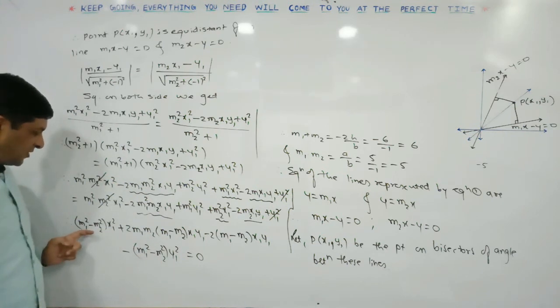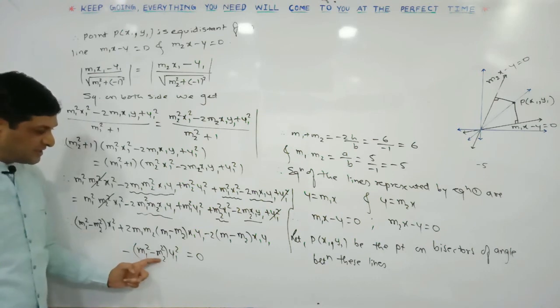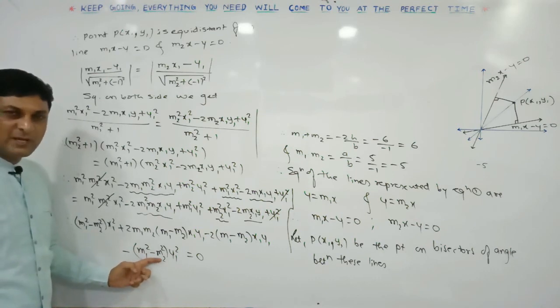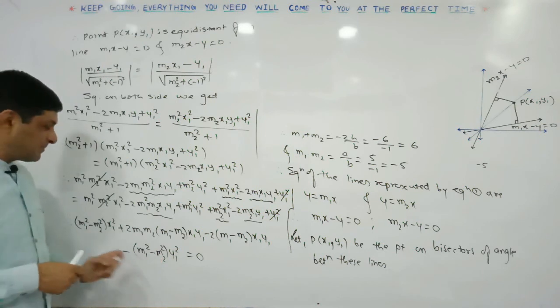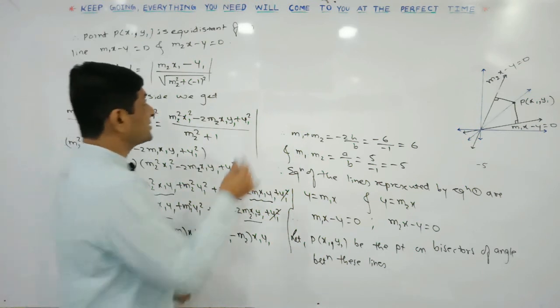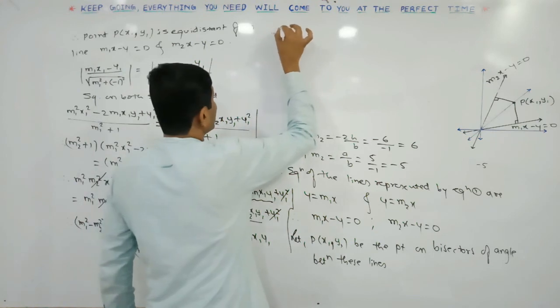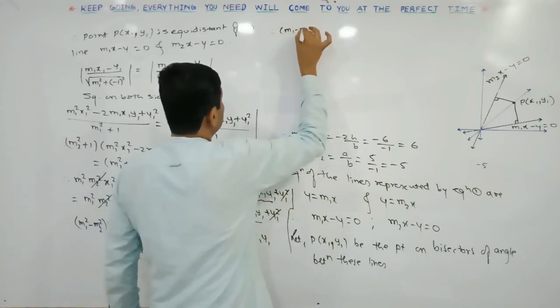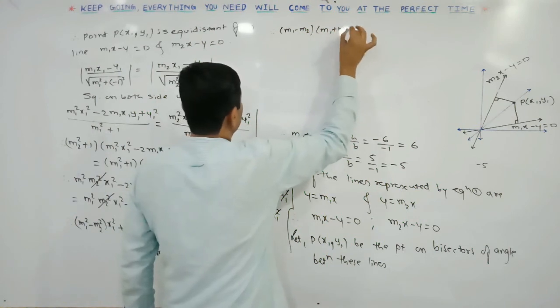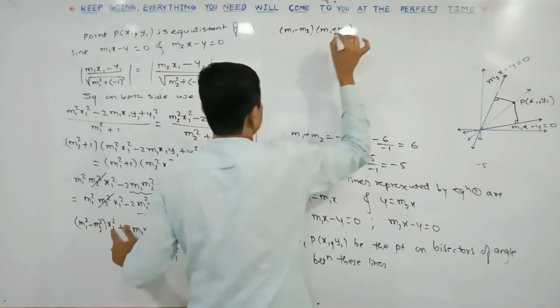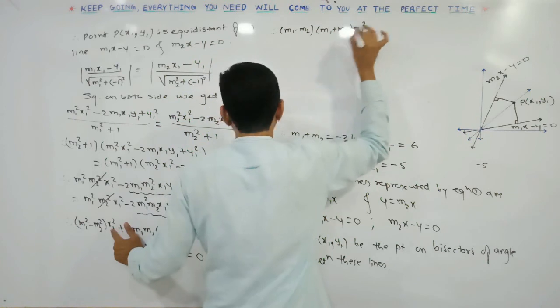Here the terms are in the form of a square minus b square. Here the terms are also in the form of a square minus b square. What are its factors? a minus b into a plus b. So factorize: one factor is m1 minus m2 and another factor is m1 plus m2. So here keep x1 square as it is.